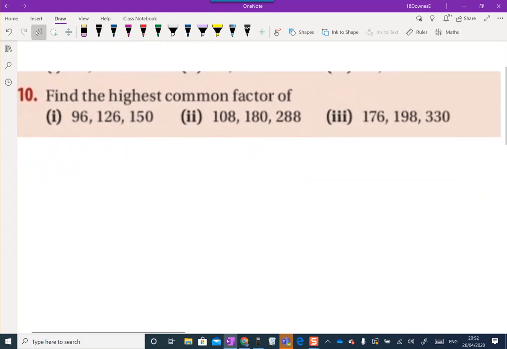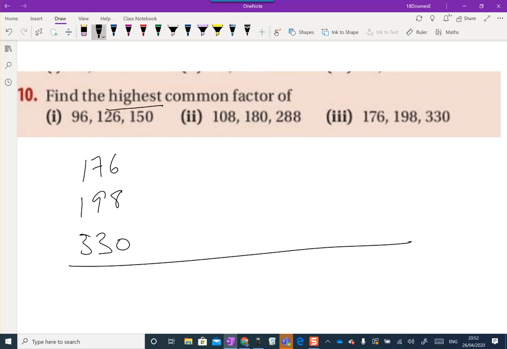So for these, we want to find the highest common factor. So I'll do the last one, and I'll let you do the rest. I'm going to lay out, and it'll be a good bit of calculator work here. Lay them out like so. And remember, just because we see the word highest, we're going to take the lowest.